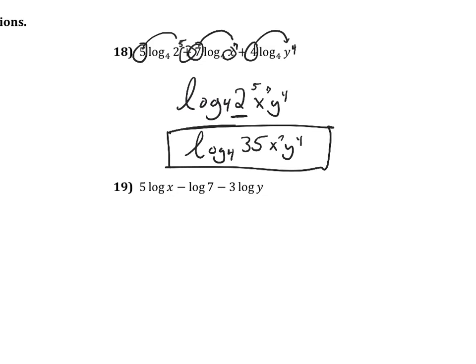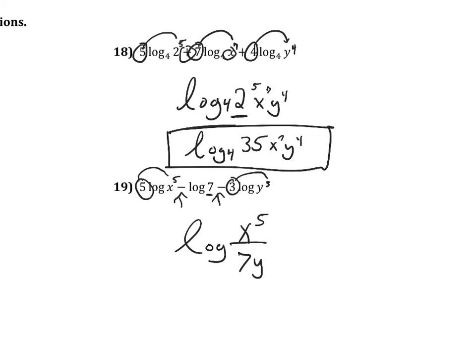This next one, we do have a couple big numbers. We have a 5 here that's going to have to move back, and a 3 that's going to have to be moved back to the end. This is a subtraction problem, so we need to make a division. So we'll have a log. We'll put our division sign. On the top, we're going to have x to the 5th, and everything after it we want to put on the bottom. So we'll just have a 7 on the bottom and a y to the 3rd on the bottom.